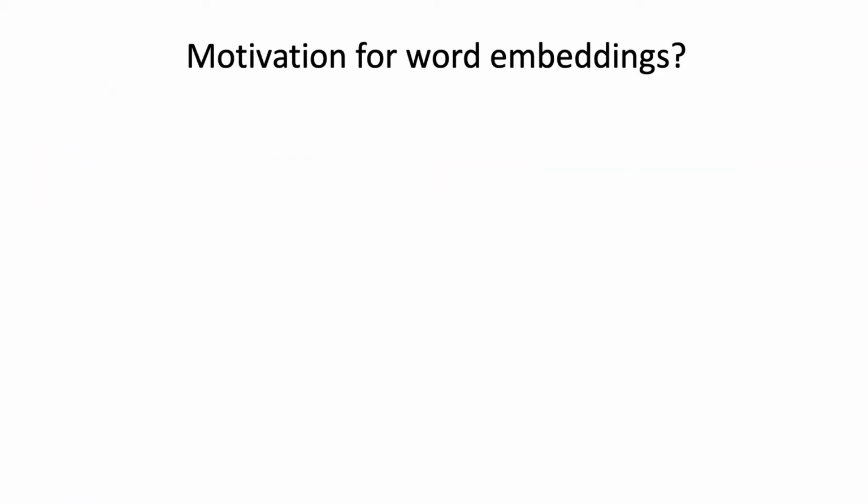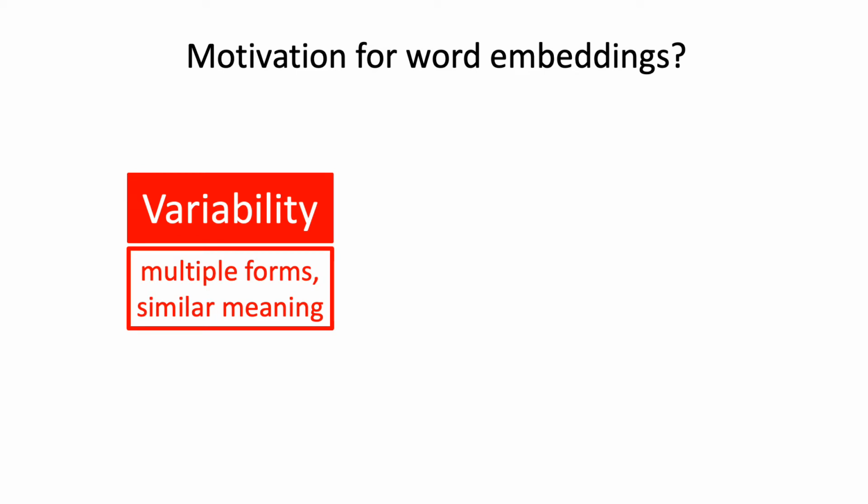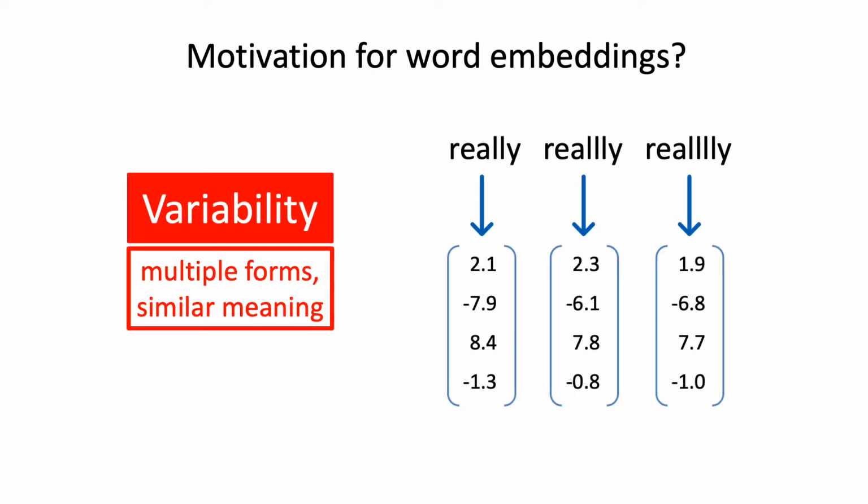Why do we want to represent words in this way? One motivation is to address issues that arise from the challenge of variability in natural language. If we can represent these three forms of the word with similar vectors, then our NLP systems will be able to handle these variations even if they don't all appear in the labeled training set for the task.